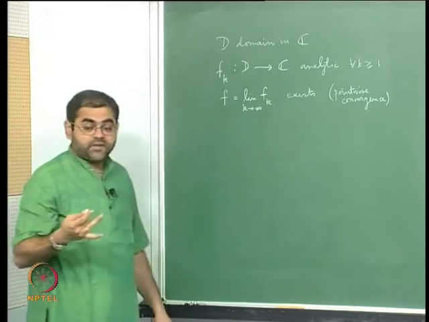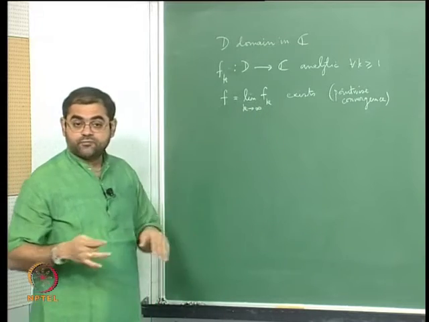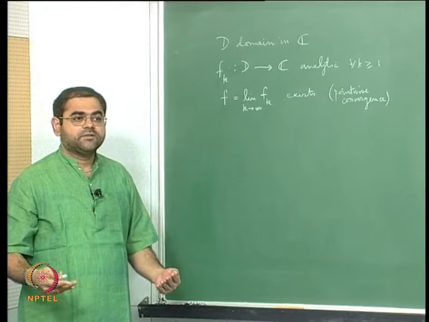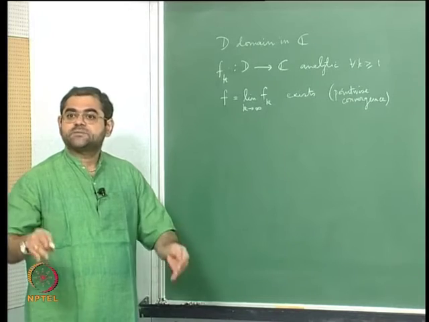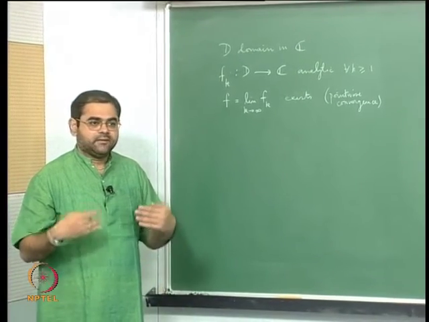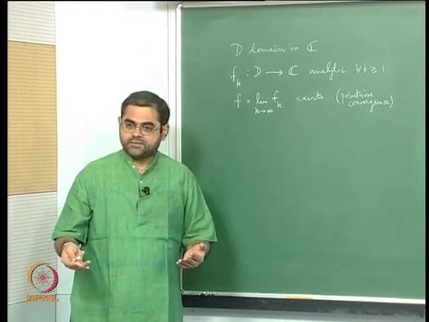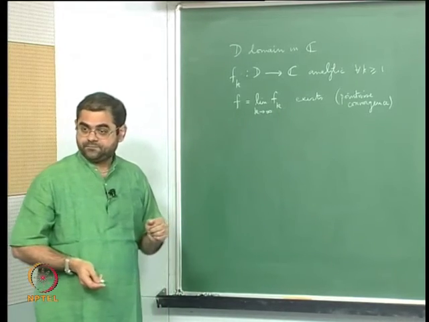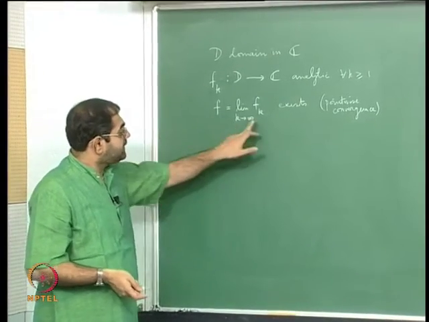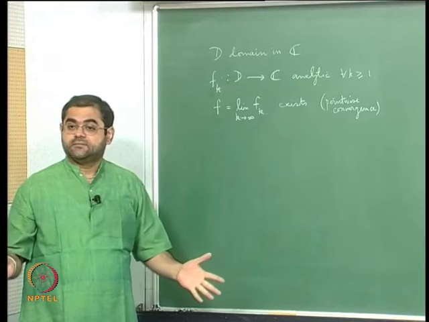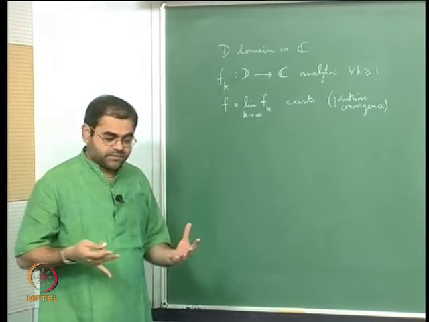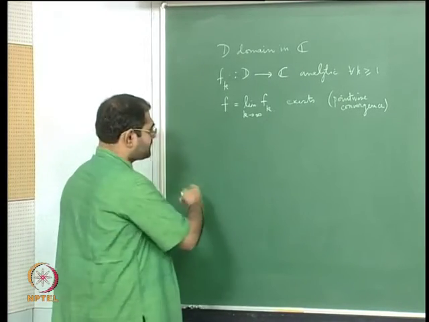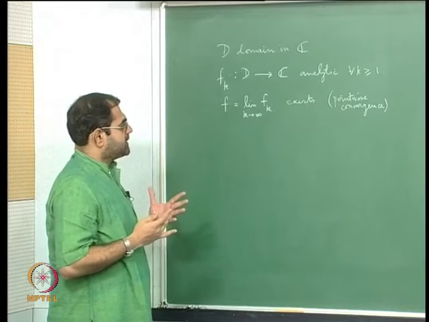So you can replace the condition that fk converges to f uniformly on the whole domain by a slightly weaker condition, which is fk converges to f uniformly on compact subsets of the domain. This technical condition is referred to in some of the literature as normal convergence. If fk converges normally to f, then since each fk is analytic, f becomes analytic. So it gives you the nice situation that a sequence of analytic functions does converge to an analytic function. That's the first piece of information that we need.